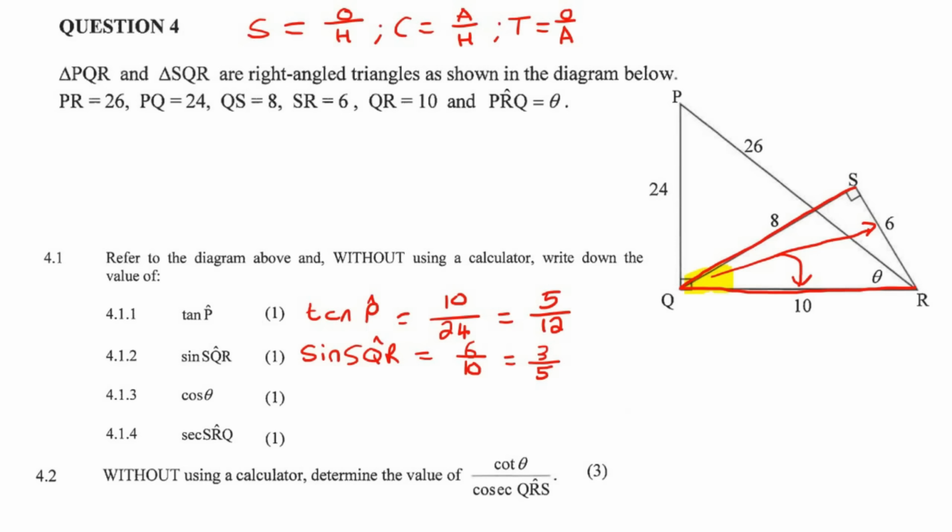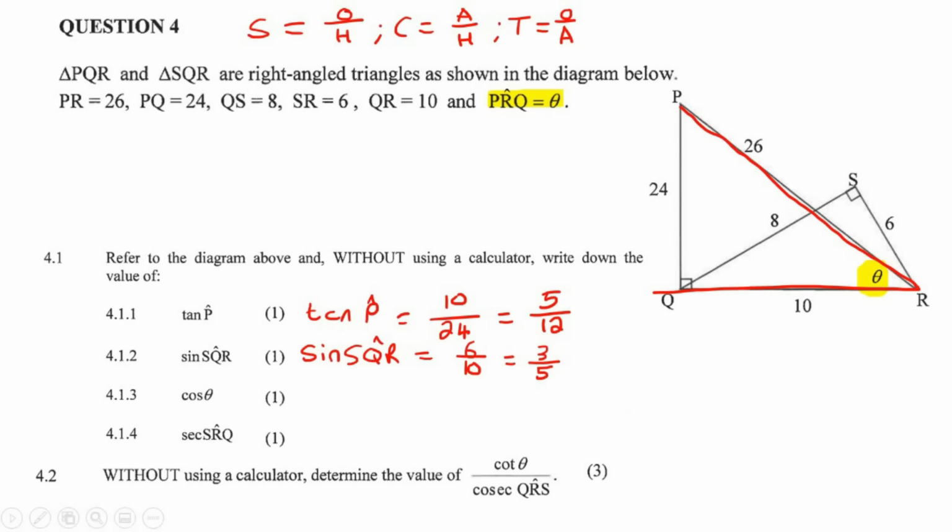The next one is cos theta. So we need to go find theta now. So theta is here, but now be careful. Theta is not the whole angle. If you look at what they told us here, they said PRQ is theta. So we look at PRQ, so P, R, and then Q. So that is theta, okay?